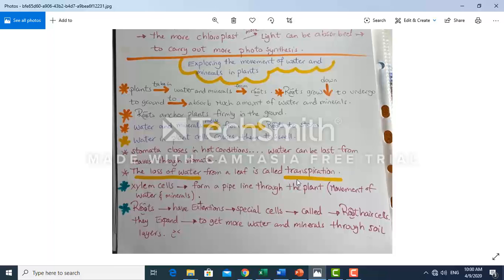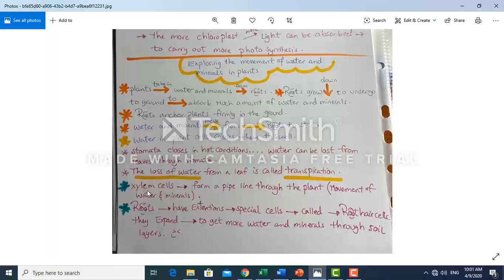So when you want to define the transpiration vocab, transpiration is actually the loss of water from a leaf. And how is the water lost? It goes through the stomata. And the stomata close in hot conditions.